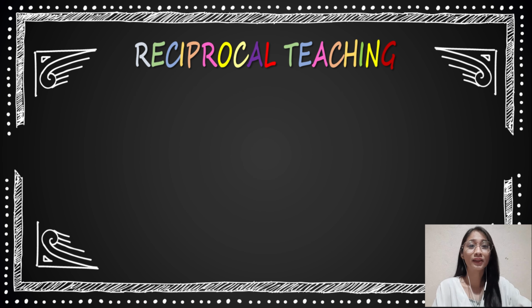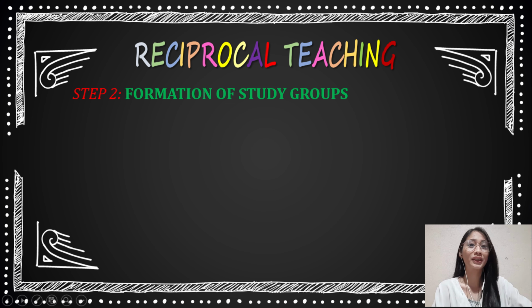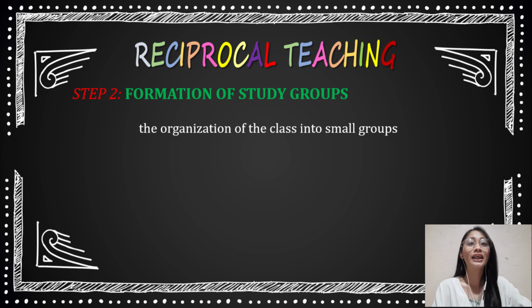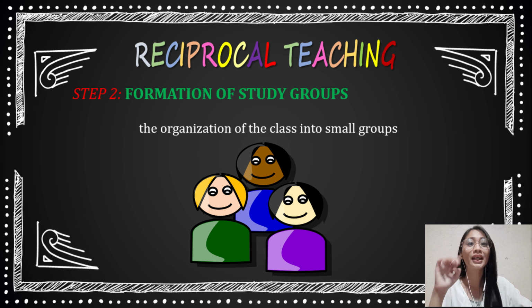The next step is called the formation of study groups. I will divide the class into groups with 3 members and instruct the learners that they shall work in groups to understand and compare the 3 civilizations.